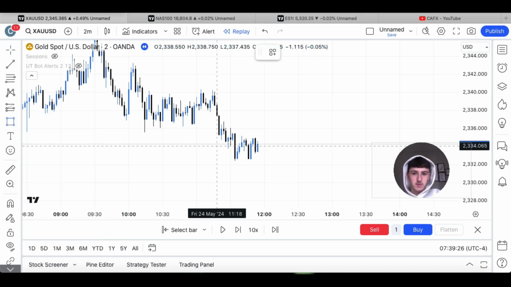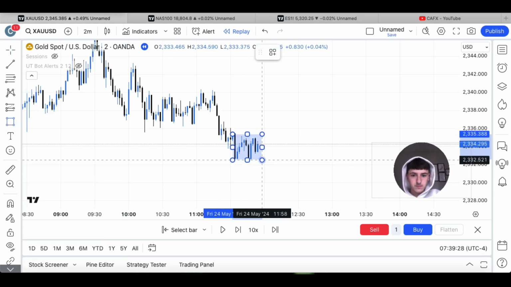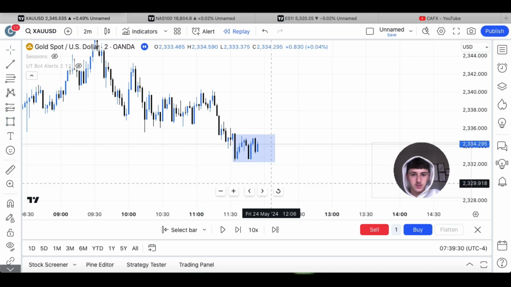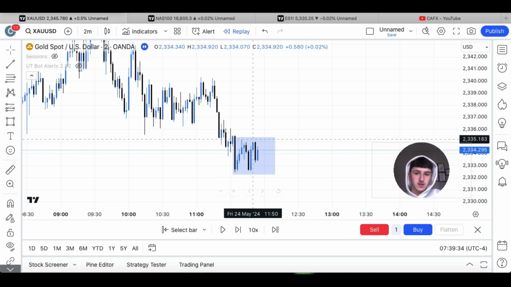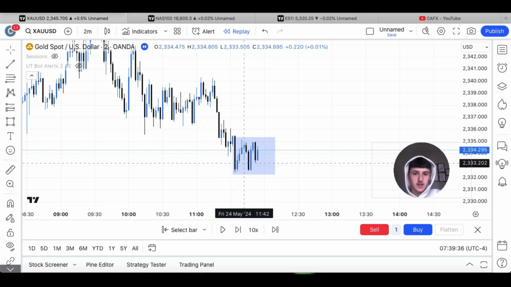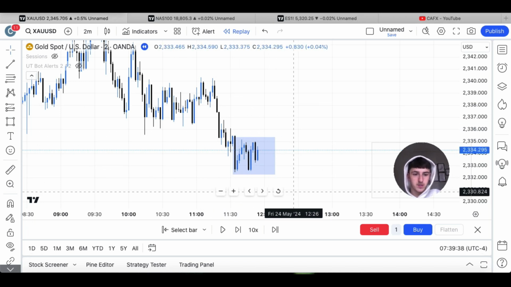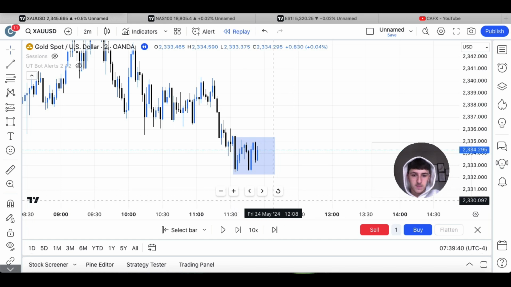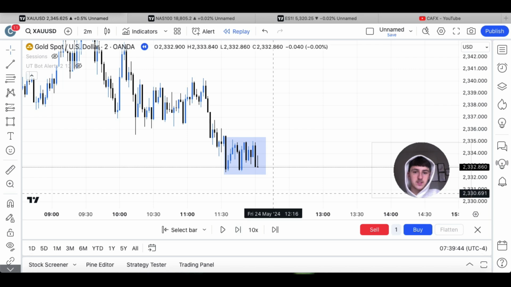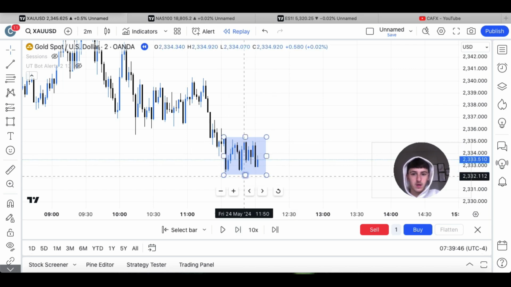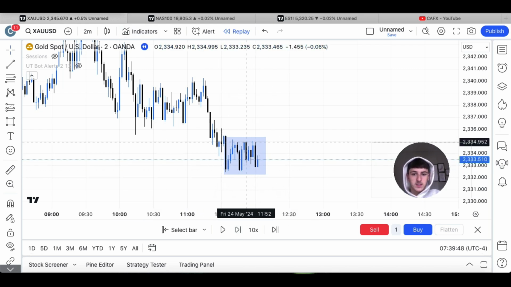So as you can see here, we're currently ranging on the 2-minute time frame, just in this small range. Okay, so essentially, I need an accumulation of price, and then it needs to manipulate, and then we get the inversion fair value gap. That's my entry. So if I play the price out now, you can see that we're sitting in this range, and I'm just waiting for manipulation.